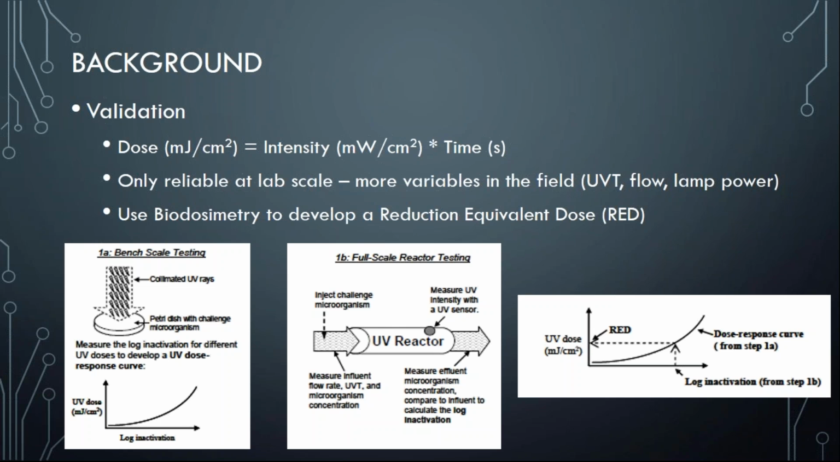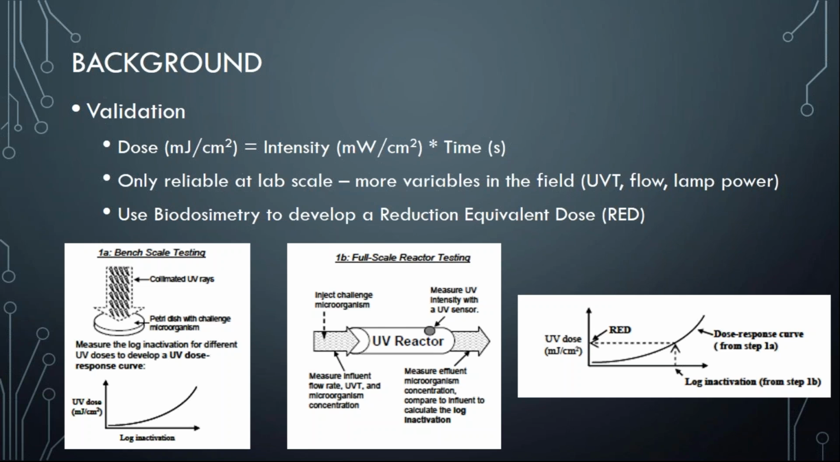So we do this validation at the lab scale to be able to really understand the performance of the unit in the field. So to do that, we have bench scale testing, which basically you take a challenge microorganism, which is like a surrogate that acts like what you're trying to target, and under a very specific set of conditions. You put it under a UV light with a known intensity for a known amount of time, and you do this for many different times.